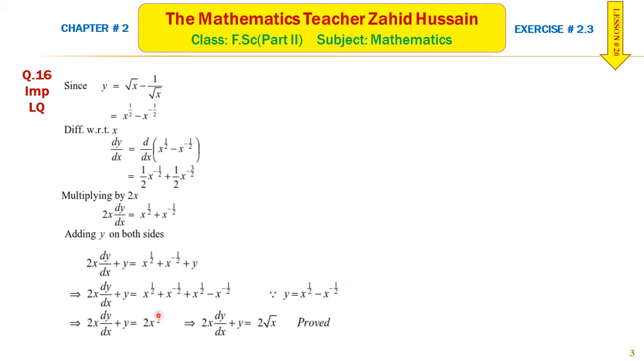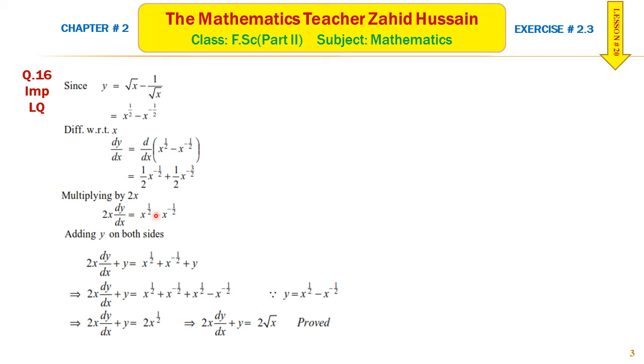And this x to the power 1 over 2, sorry, this is 1 over 2, can be written as 2x dy over dx plus y is equal to 2 square root of x. We were asked to prove this. This was given and you are asked to prove this.